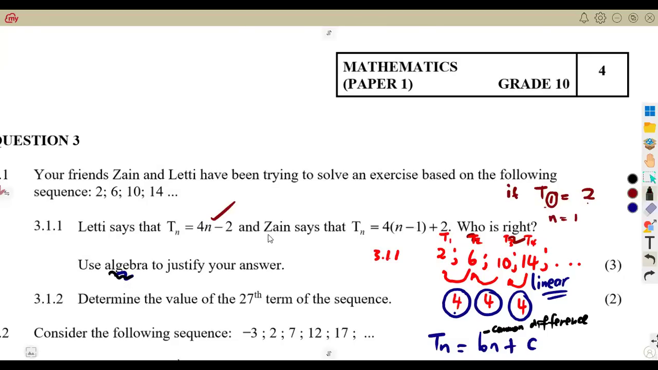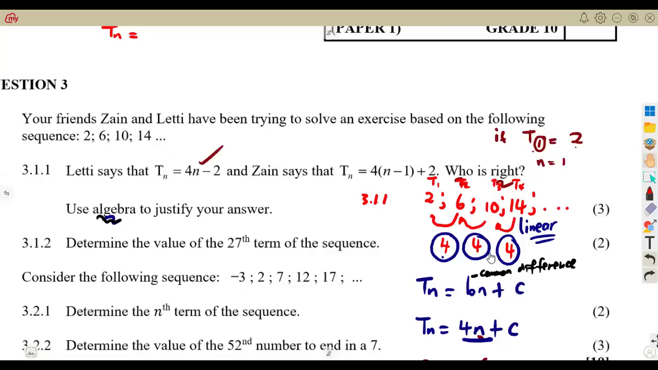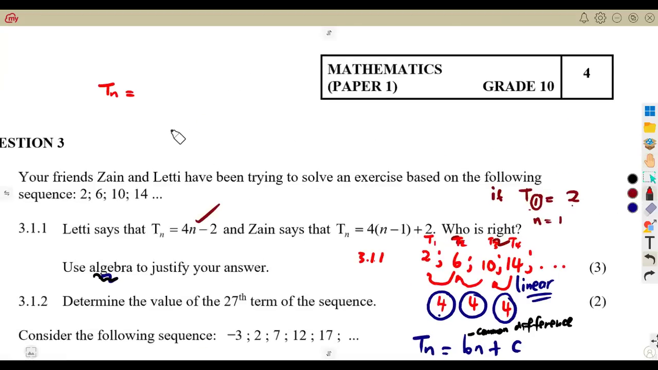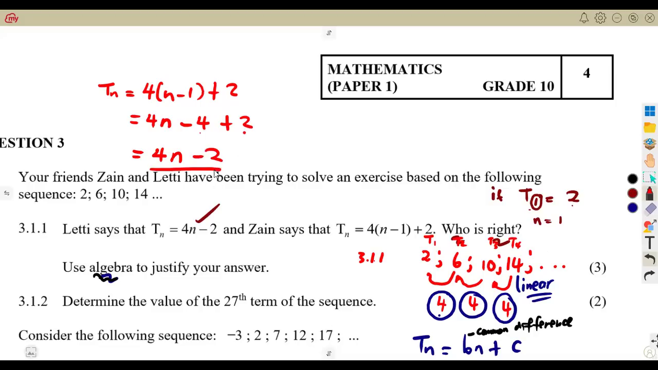That is where the algebra is playing a role. If we simplify the Tn for Zane, is it going to give us the same answer as we expect, 4n minus 2? So we are given 4 into n minus 1 plus 2. Let's expand by distributing the 4: 4n, 4 times minus 1 is minus 4, plus 2. So that is going to give us 4n minus 4 plus 2, that is minus 2. This is your Tn: 4n minus 2, which is the same answer.